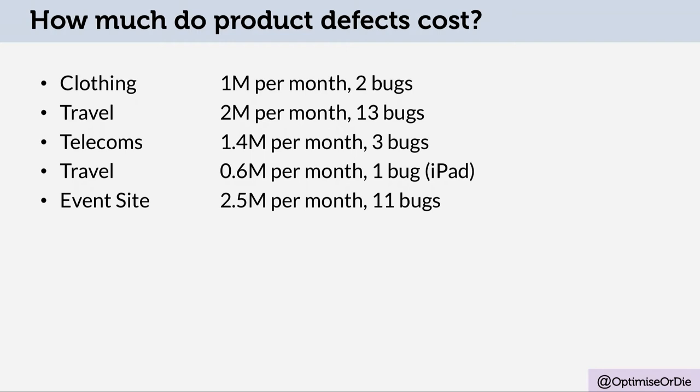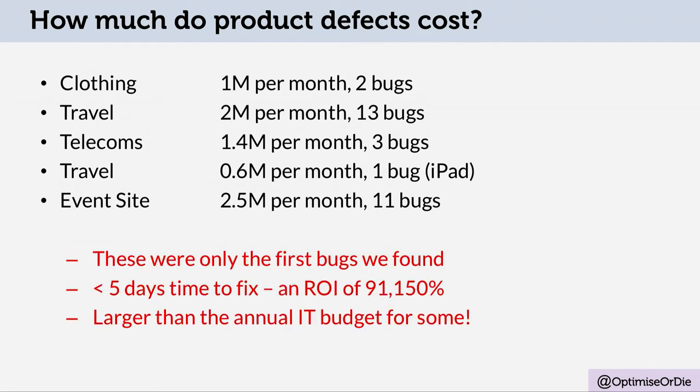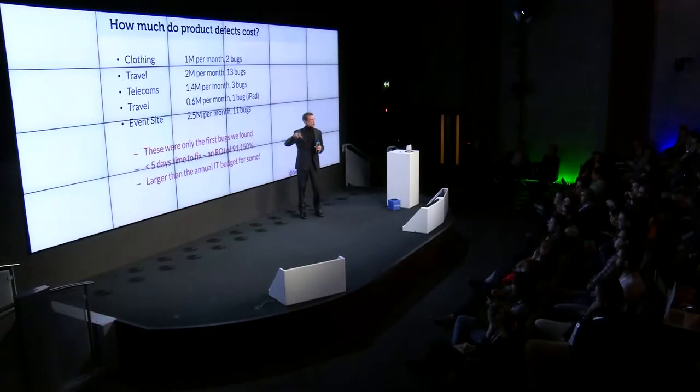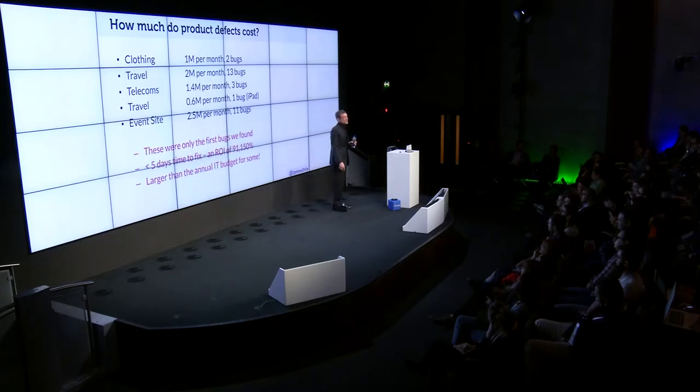Do you want to know how much? These are figures from defects on major sites that you probably know. In this one case, £2.5 million a month was being lost from a minimal number of bugs. And it took less than 5 days to fix all of this. You can do the maths. That's a lot of money, isn't it? And in one case, the money they were losing from the bugs was bigger than the entire budget for the entire IT department on an annual basis.